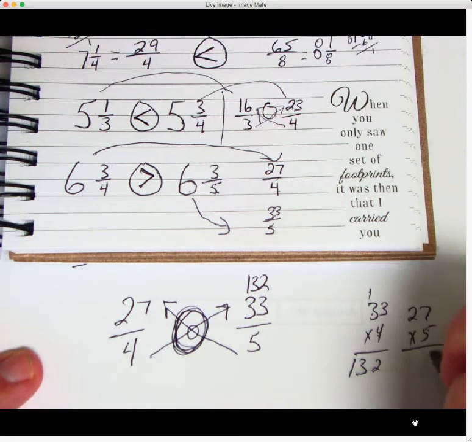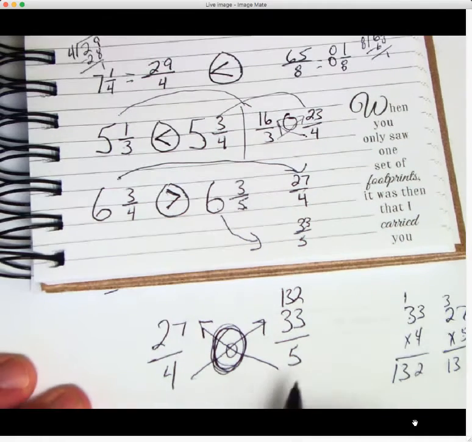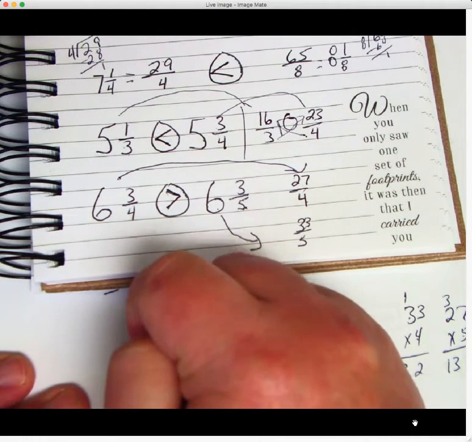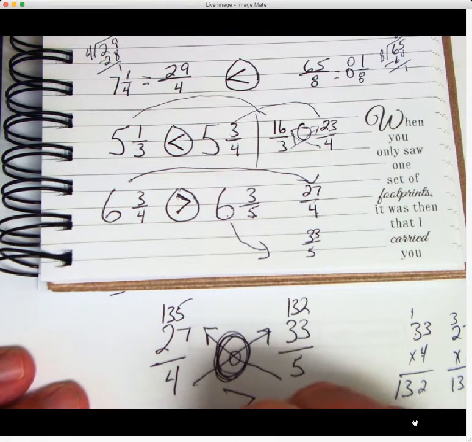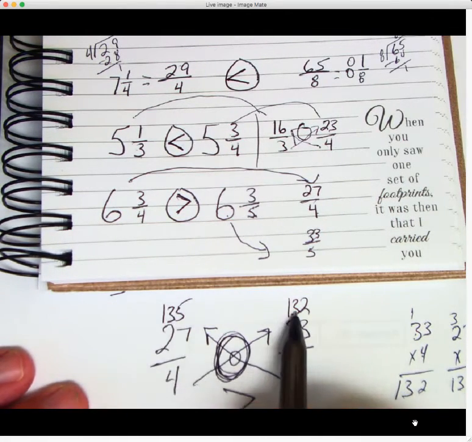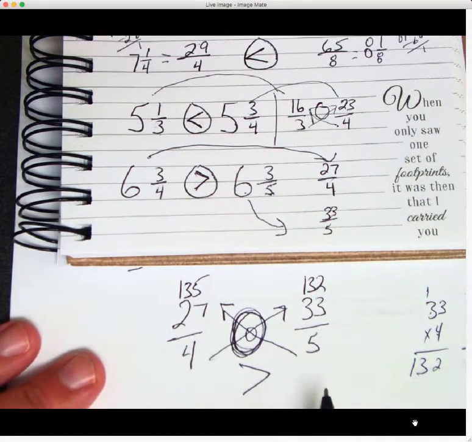5 times 7 is 35. Put your 5 down, carry your 3. 5 times 2 is 10, plus 3 is 13, so 5 times 27 is 135. So 27/4, 135 is bigger than 132. 27/4 is greater than 33/5.